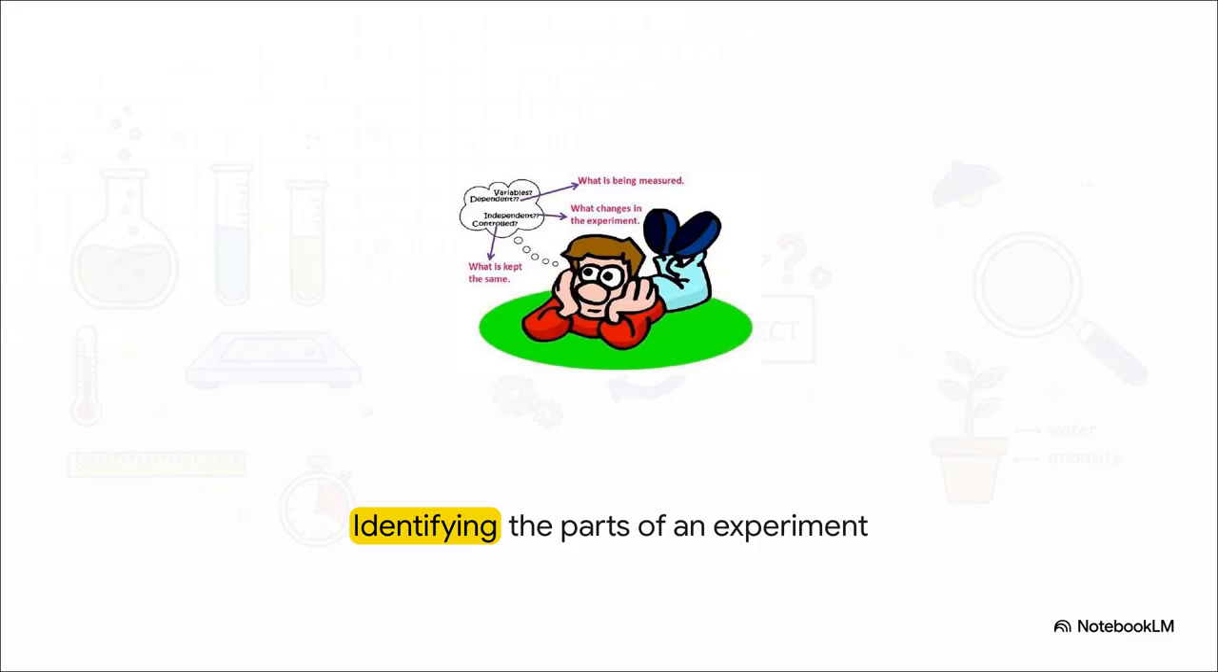Now, to do this right, every scientist goes through a sort of mental checklist. When we're identifying the parts of an experiment, we can't just randomly change things and hope for the best. That's not science. We actually have to categorize our variables into 3 specific types to carefully manage them. We have to clearly identify what changes, what's being measured, and, this is crucial, what is kept exactly the same.